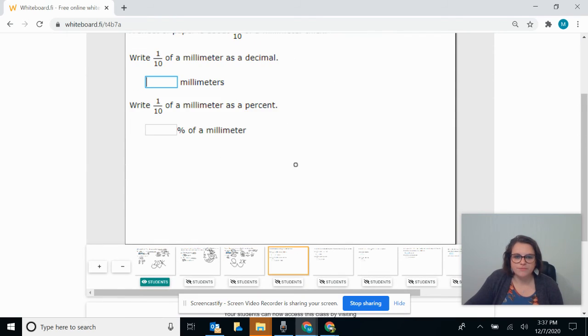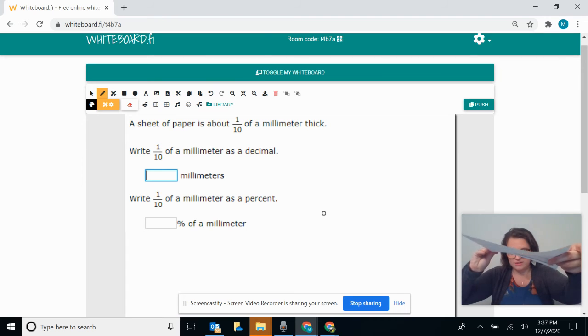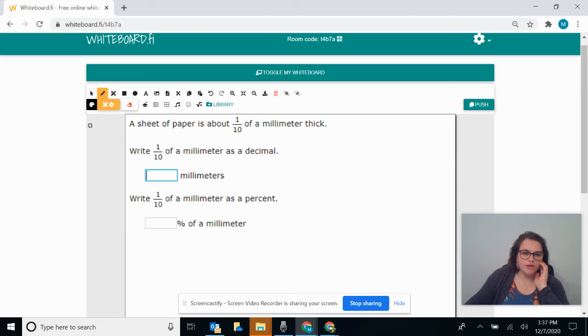Let's do just a couple more. All right, a sheet of paper is about 1 out of 10, or 1/10, of a millimeter thick, okay? That is not very thick. If you've ever seen a piece of paper before, this is 1/10 of a millimeter. So first they want it as a decimal. Well, I'm going to use my trick again. 1 out of 10, my denominator isn't 100, so I'm going to make it out of 100.